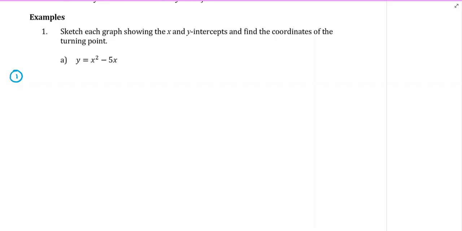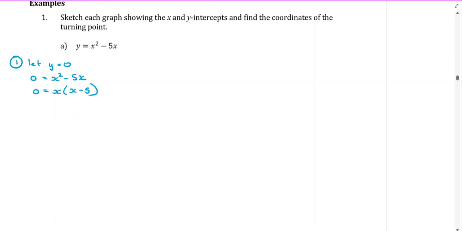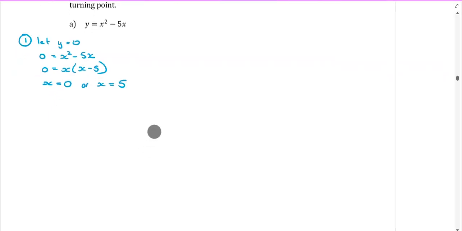So step number 1 is that we want to let y equal 0 and put that into our equation so that we can solve for x. So y equals 0 in my equation gives 0 equals x squared minus 5x. To solve that, I'm going to factorize the x out, so it's a common factor. And I get x bracket x take away 5. Using null factor, I get the solution that x is equal to 0 or x is equal to a positive 5. Okay, so that's step 1.